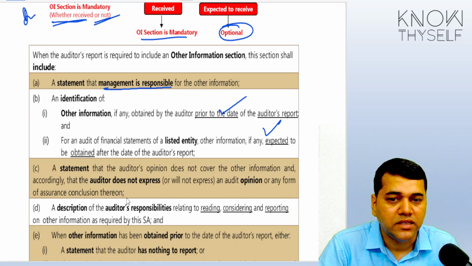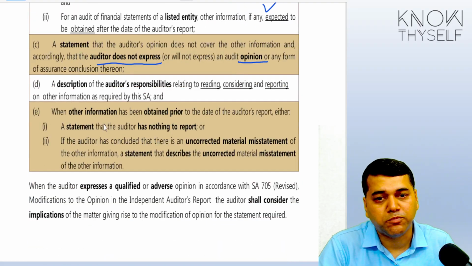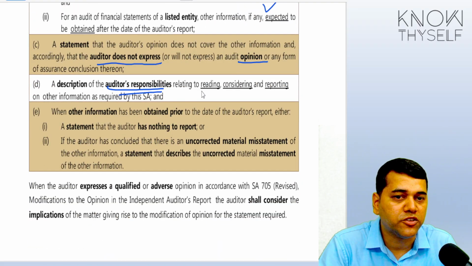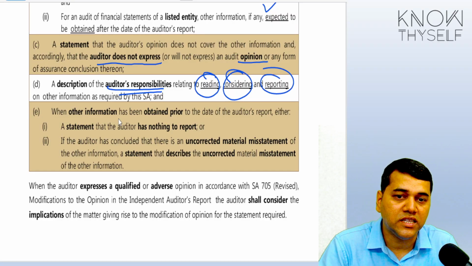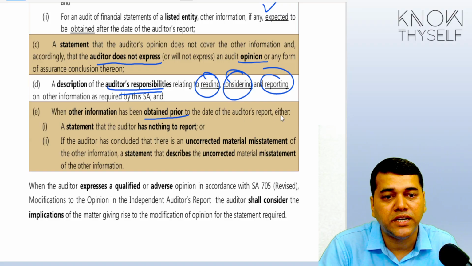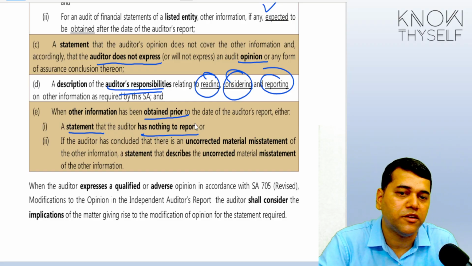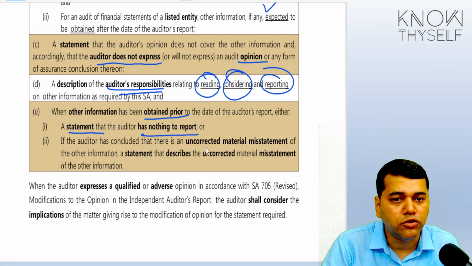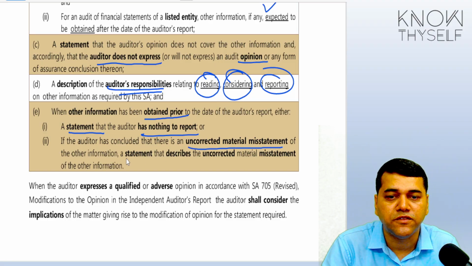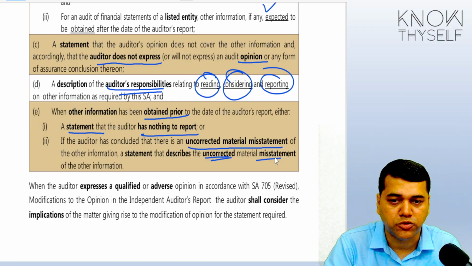A statement that the auditor is not going to express any opinion. Then the auditor's responsibility has to be told. What is your responsibility? To read, consider and report. And when other information is obtained prior to the date of the auditor's report, a statement that the auditor has nothing to report. That means everything is perfect. Or if the auditor has concluded there is an uncorrected misstatement of the other information, a statement that describes the uncorrected material misstatement. So if you have any uncorrected misstatement, that has to be quoted.